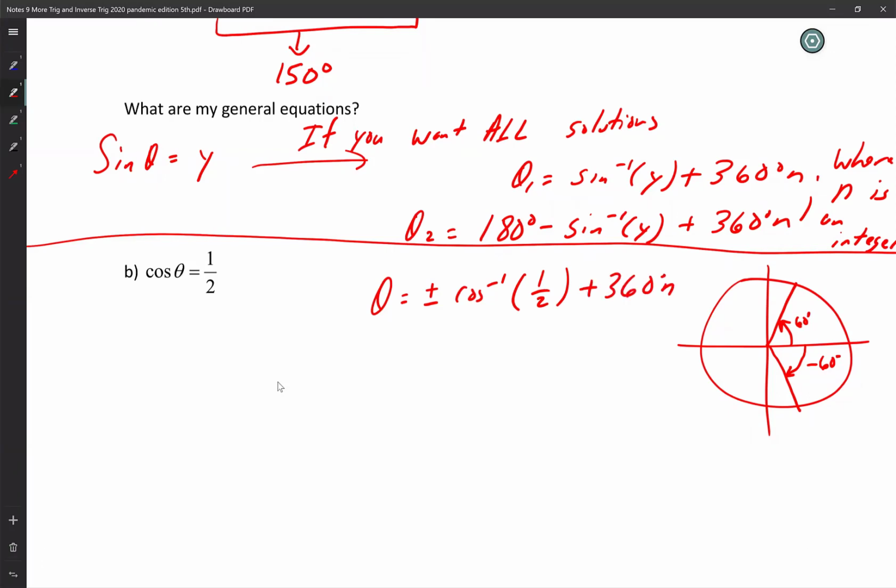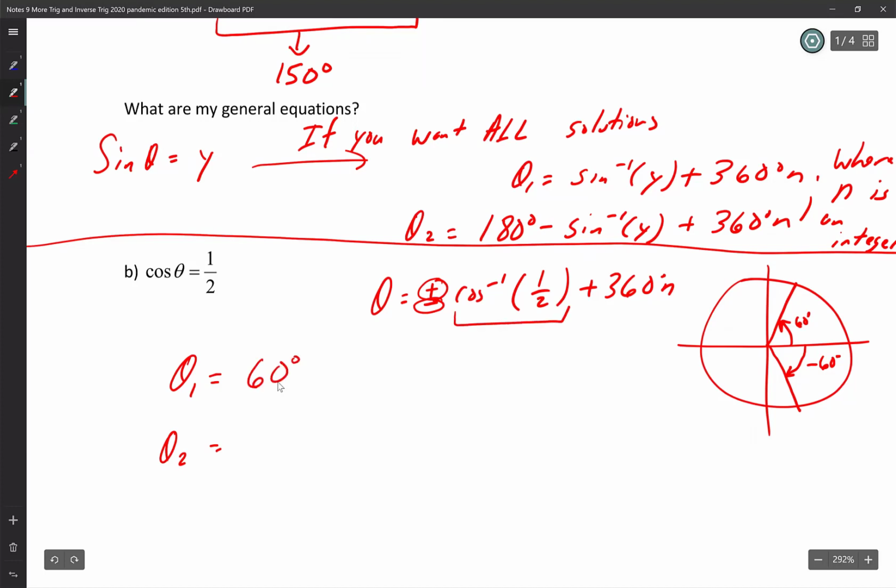Why will that work? Let's label theta 1 all the positive angles, and theta 2 all the ones with the negative. So if I type arc cosine a half, the calculator is going to give me 60 degrees. So I'm going to write 60 plus 360n. If I use the one with the negative, I'm going to write negative 60 plus 360n.